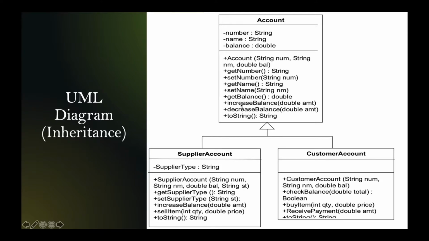You are also able to get the increase balance and also the decrease balance, then these two toString methods. So this is the UML diagram of the account, supplier account, and the customer account. In the next slide, we will look at the description, more detail of each of the classes and what they do.